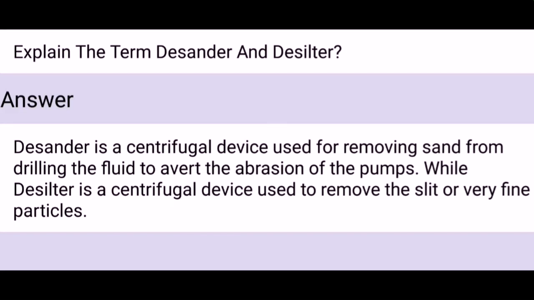Explain the term desander and desilter. Desander is a centrifugal device used for removing sand from the drilling fluid to avoid abrasion of the pumps, while desilter is a centrifugal device used to remove silt or very fine particles.